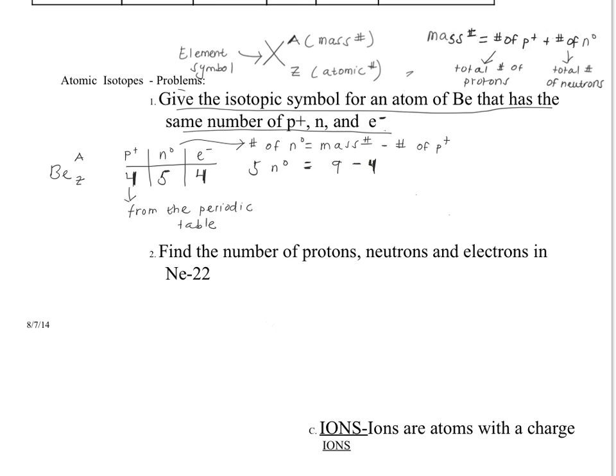Now we're going to go ahead and create an isotope that has the same number of protons, neutrons, and electrons. So what we are allowed to change is the number of neutrons, because the number of protons and electrons will remain the same. So we have protons, neutrons, and electrons. The atomic number always is the same. The number of electrons always stay the same. And what we're going to need to do is we're going to need to change this to 4.